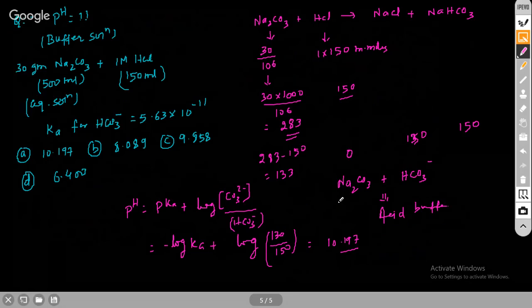Yes, 133. 133 by 150, because 150 millimoles of this NaHCO3 is forming. And what is the salt left? The salt left is this 133. So log of concentration of salt by acid. Understood? Can we proceed?